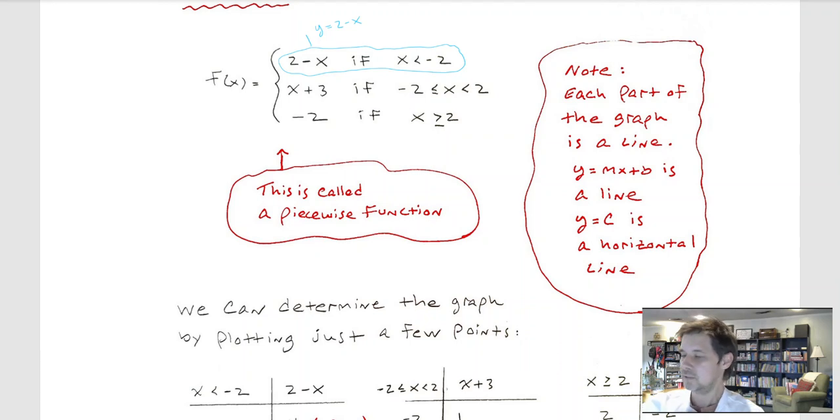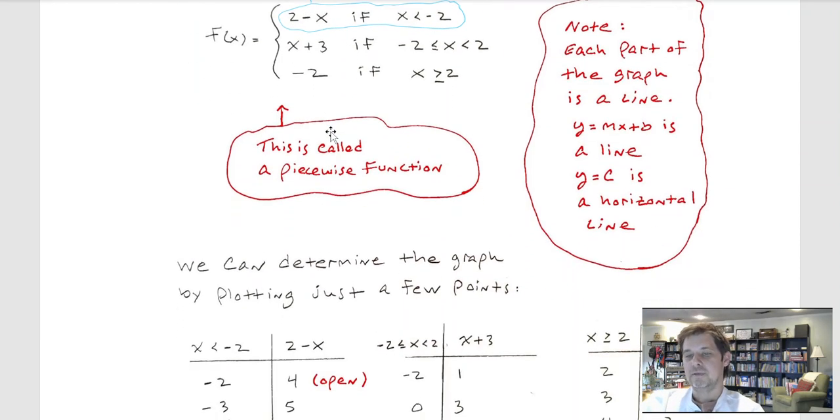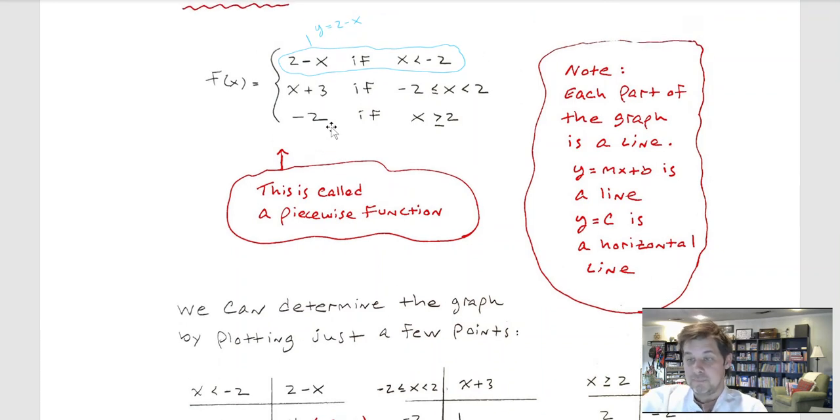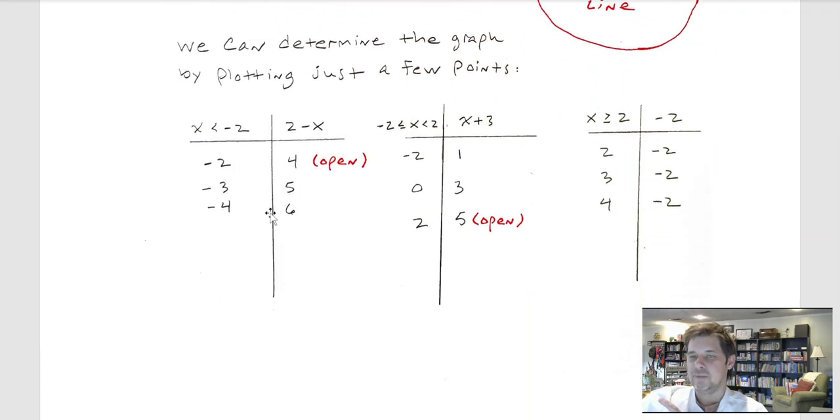So here's how we'll do this by ourselves, without a calculator: we'll plot some points, because that's what a graph is. It's just a bunch of points that are correct numbers for the function. So let's take this first one. If x is less than -2, I plug into 2 minus x, okay? So here's my x in this column, and here's my y in this other column. So I plug in x less than -2.